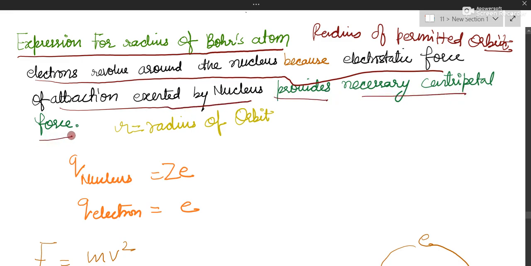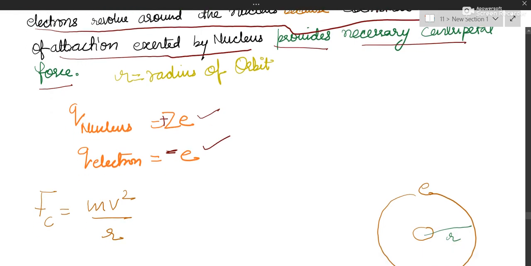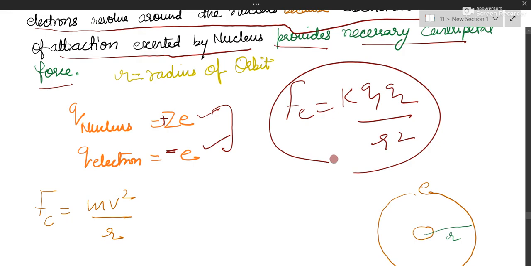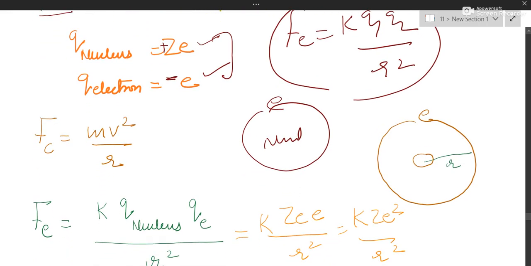Because the nucleus is positively charged and the electron is negatively charged, the nucleus attracts the electron, and this attraction is the electrostatic force. You know the formula: electrostatic force is equal to K Q1 Q2 by R square. This force provides the necessary centripetal force, and then the electron moves round and round around the nucleus. So we know the formula of centripetal force.